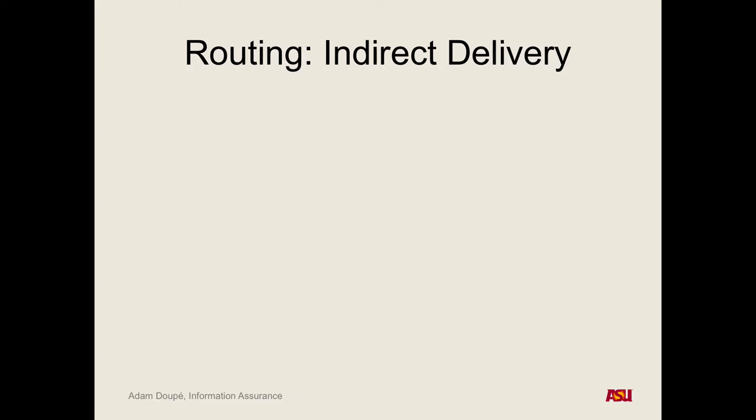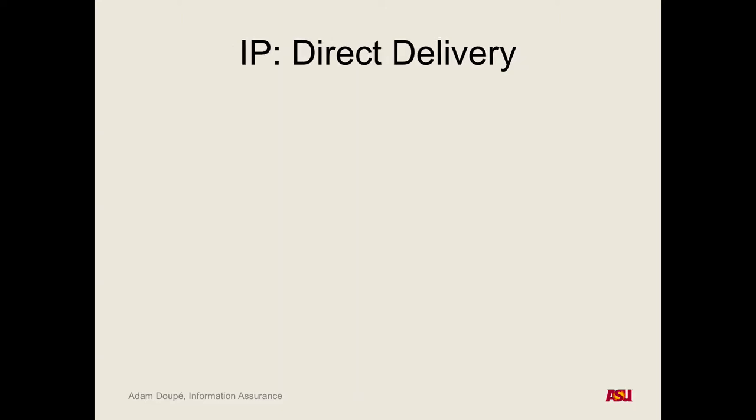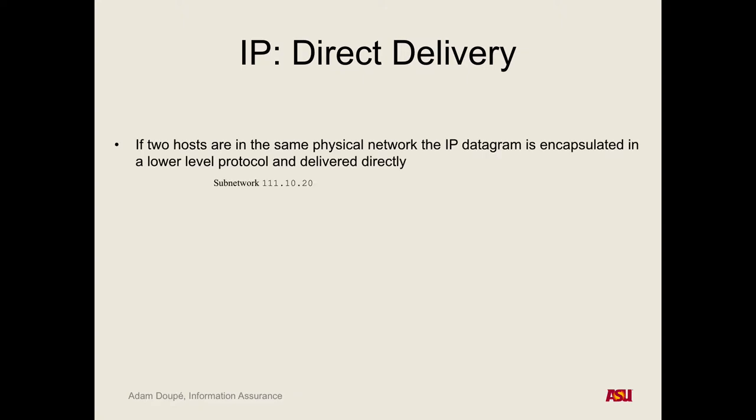Alright, let's get started. So we got a lot to cover today, so we're going to jump right into it. So we looked before at local routing. So when one machine is on the same local network as another machine and it wants to send an IP packet to it, how does it know that it's on the same local network?